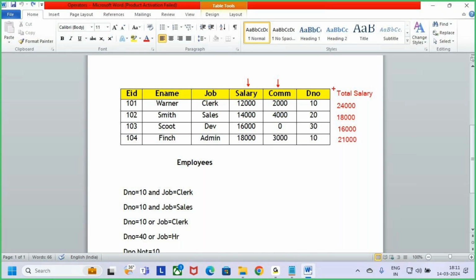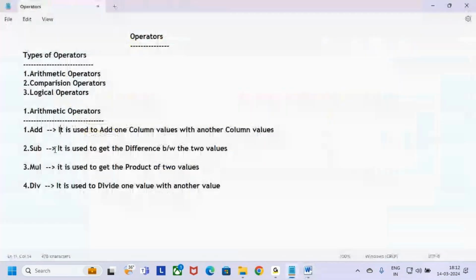So here, I'm going to find out the total salary of the employee. To find out the total salary, I'm adding the values under the salary column with the commission column. So whenever you add one column's values with another column, use the addition operator, guys. By adding these two column values, I find the total salary of the employees. So this is the scenario where we use the addition operator.